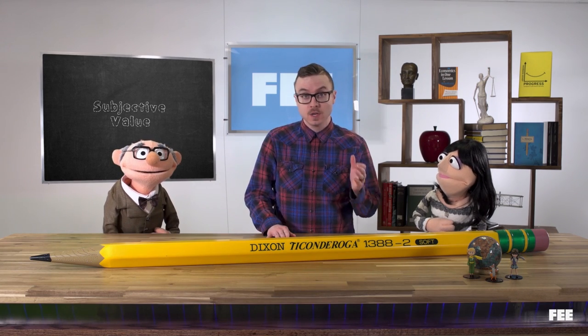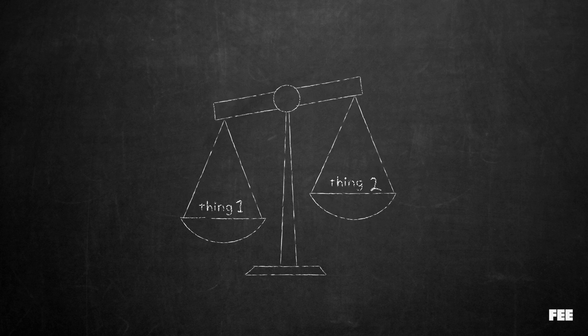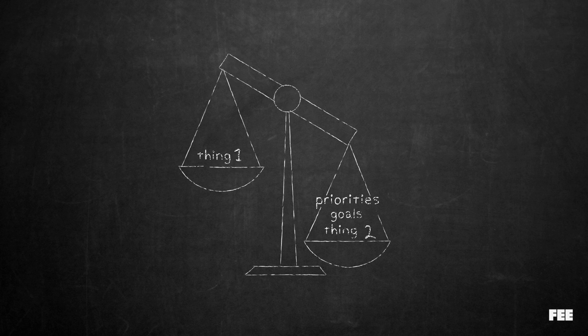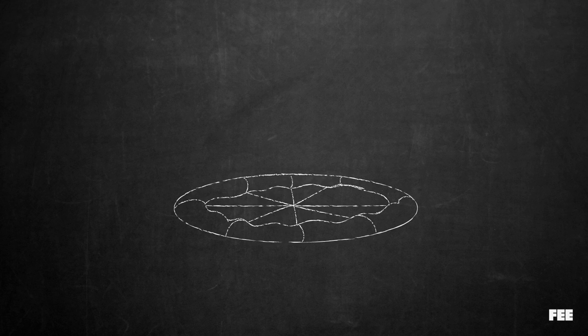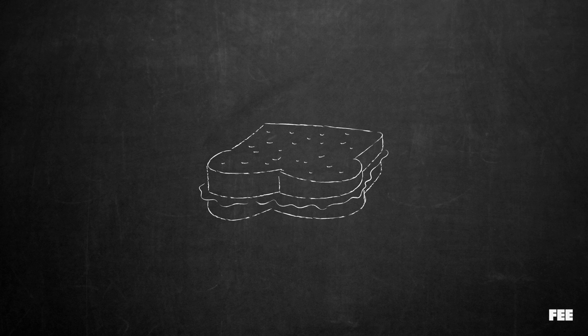Right. Subjective value is the recognition that everybody has different desires, wants, and needs. And the importance we place on them changes over time, even moment to moment in some cases. The things you value and how much you value those things depends on your goals, priorities, and personal preferences. Oh, like how I might want a pickle and pineapple pizza when I'm hungry, but somebody else might want a peanut butter sandwich. Yeah, me.